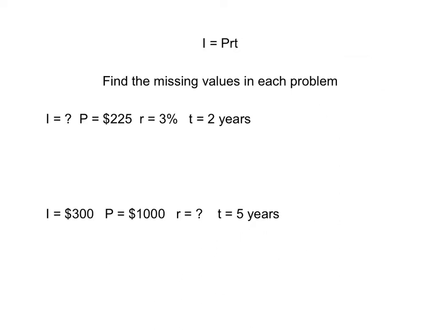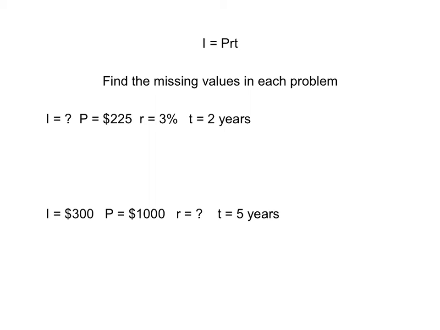Now let's look at a few examples of some problems that would involve simple interest. If you notice on the top of the page, I included our formula for us to use again. So now we just want to find the missing values in each problem. So remember, I is interest, P is principal, R is your rate, and T is your time. In this first problem, we're looking for the amount of simple interest.